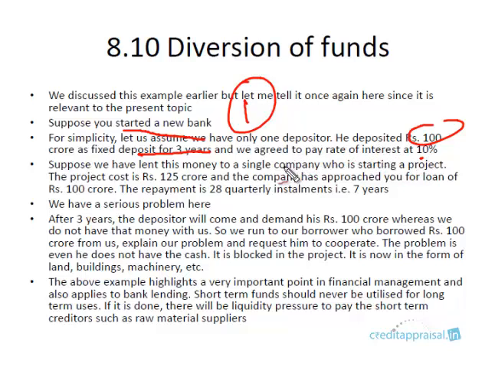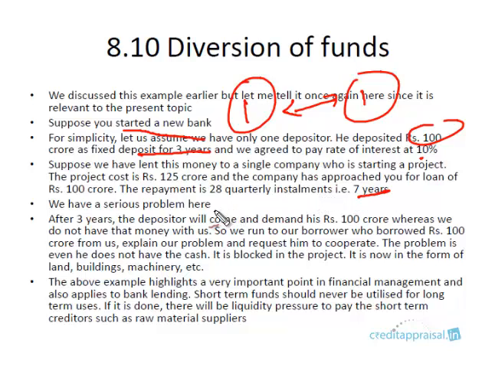Now, as a banker, what you did with this 100 crores was that you lent this money to another company. Also assume that you have only one single borrower, the one customer to whom you have lent the advance. So this 100 crores was lent to this customer, but the repayment period was fixed at 7 years, 28 quarterly installments.